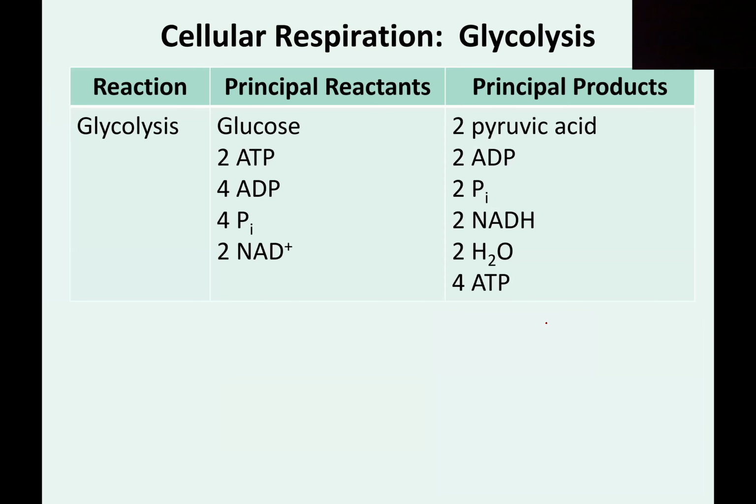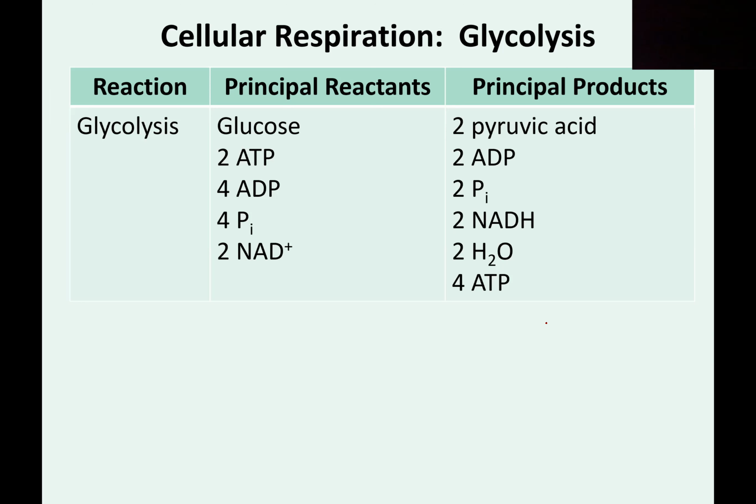For the first row, glycolysis is the name of the reaction. It happens in the cytoplasm. The principal reactants, and yes, you have to know all of them: glucose, 2 ATP, 4 ADP, 4 inorganic phosphate, 2 NAD+.